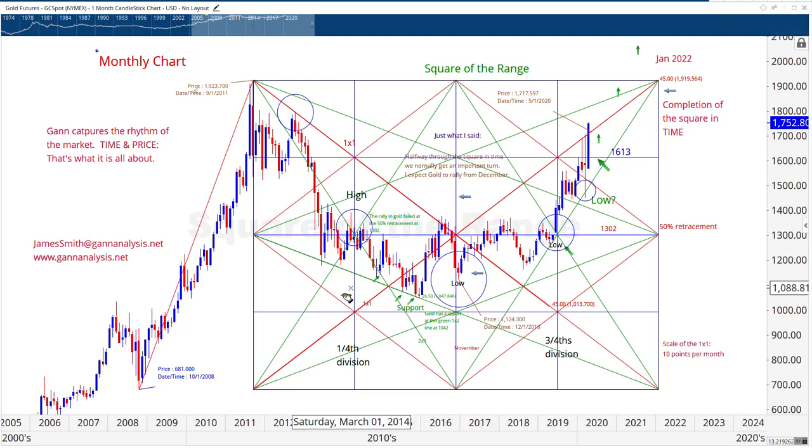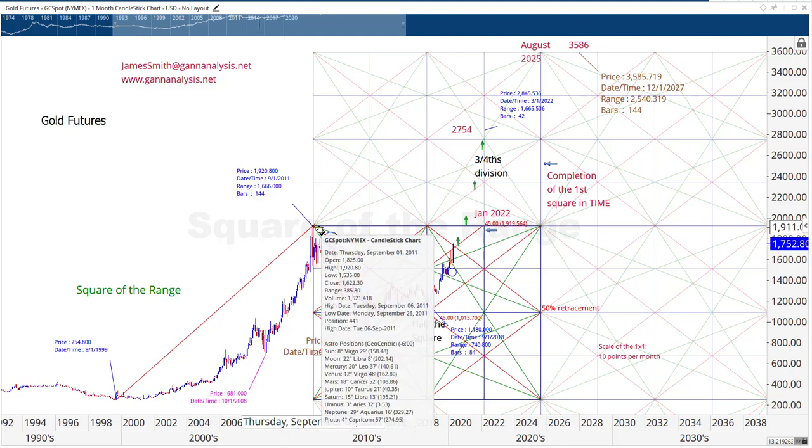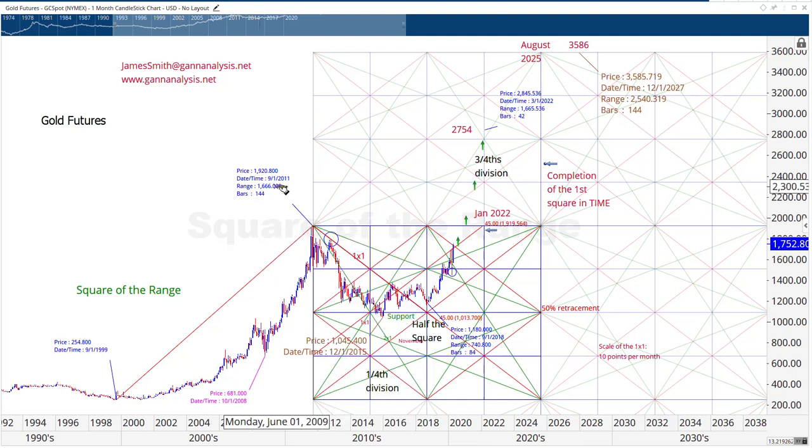Nothing has changed. The only thing that has changed, instead of using this as the starting point, October 2008, here we're using a starting point of September 1999. And we got that great 144-month cycle. Now, you might find this hard to believe, but when this happened back in September of 2011, I actually told clients that was a high. So in real time, I was telling them, not beforehand.